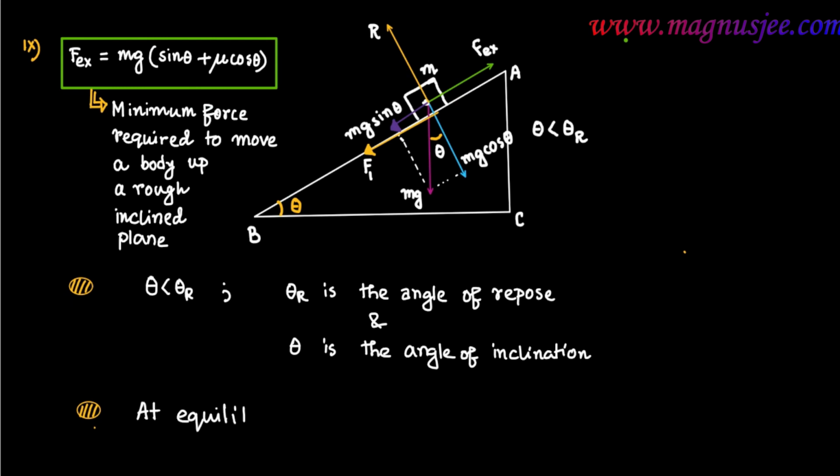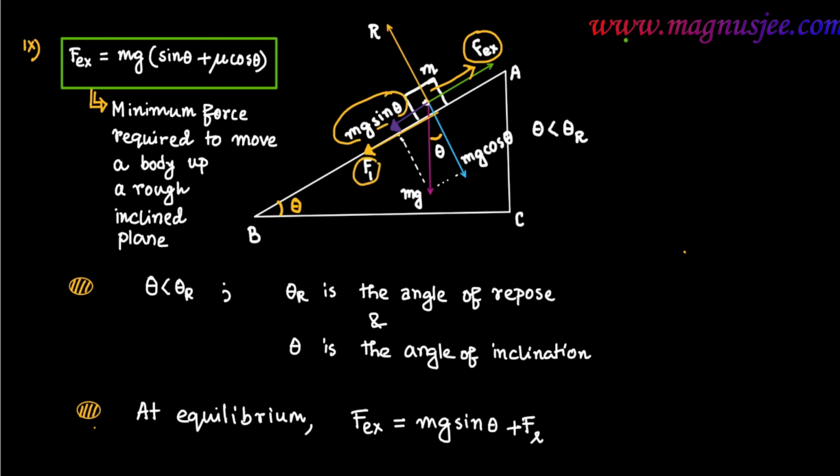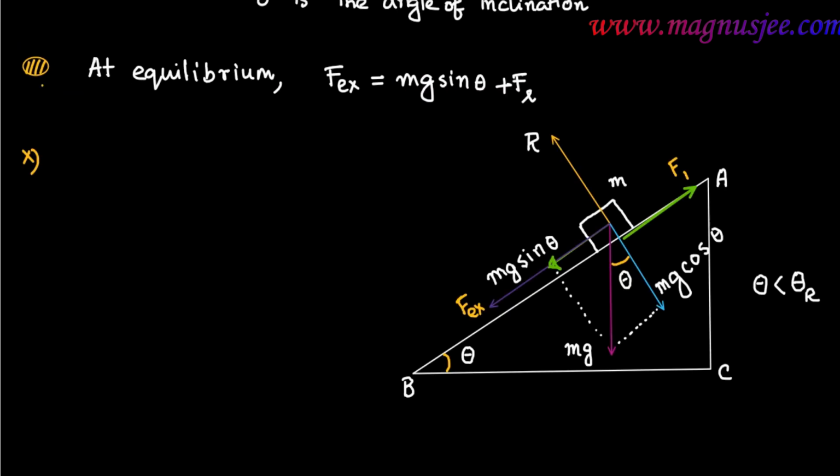At equilibrium, external force Fex will be equal to the net force acting in the opposite direction. Fex is equal to mg sin theta plus Fl. In the diagram, Fex acts up the inclined plane, which is the external force, and in the opposite direction, mg sin theta and Fl are acting down the inclined plane. That's why Fex is equal to mg sin theta plus Fl.